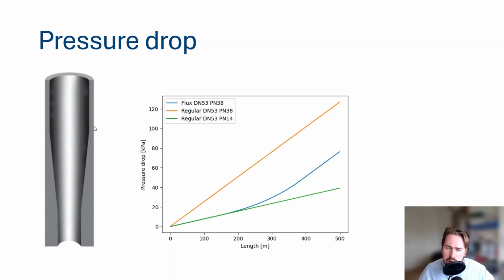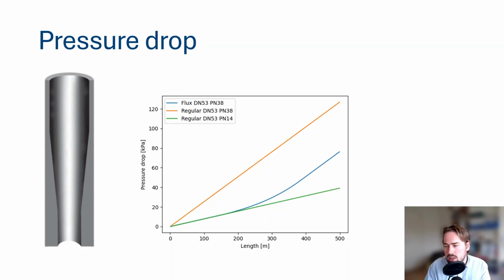We have a first conical part, and the wall thickness in this first region is basically a traditional PN14 DN53 millimeter, and here at the end we have 38, and then we have a conical region in between. Now over on our graph on the pressure drop, what you can see is we have a green line, which is basically having only the first pipe all the way up to 500 meter. Then we have our orange pipe, which is the bottom section with the PN38 all the way from 0 to 500.